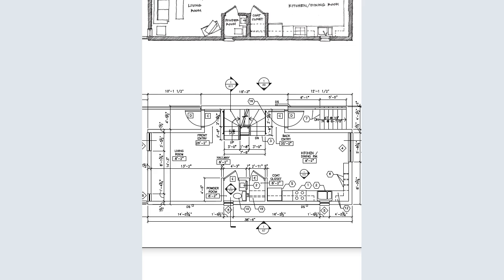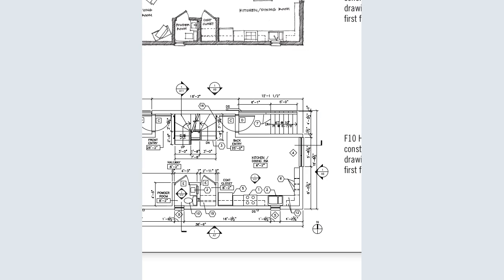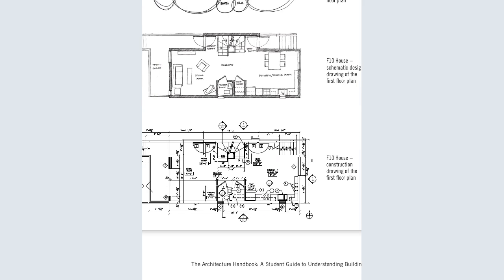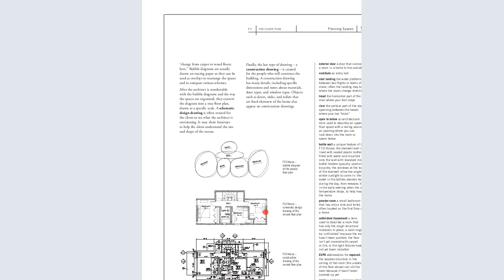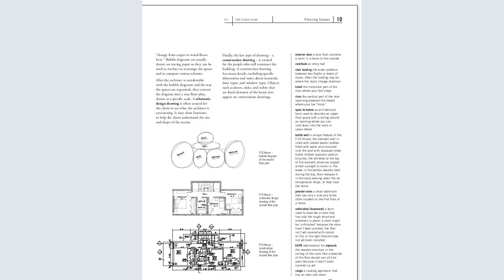This is the power room, which will be used to supply the power. This will be our kitchen. This will be our entry, because we have a double door there. So this is now the final drawing that the contractor will use in building on site. But all those other sections are also as important as the drawing. The bubble diagrams are usually drawn on tracing paper, so they can be used as overlays to rearrange the spaces and to compare the various schemes.